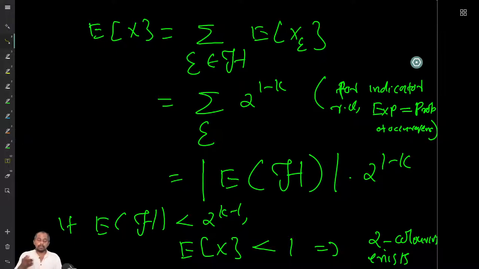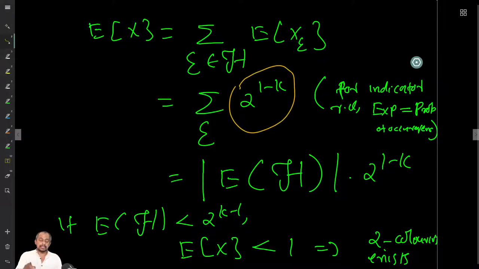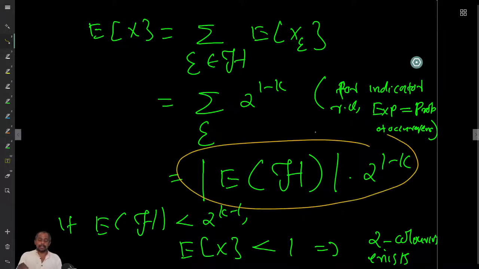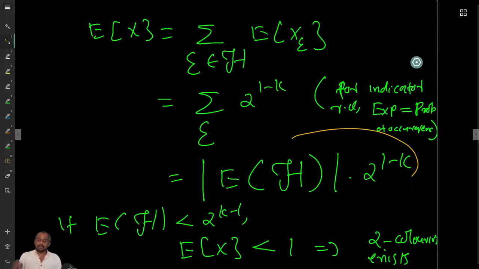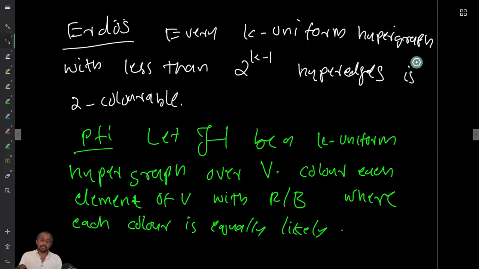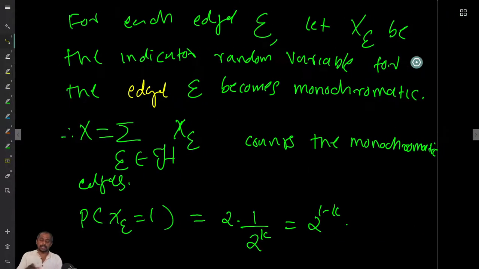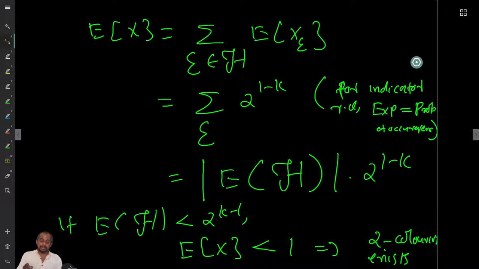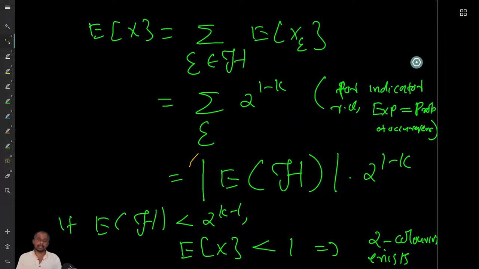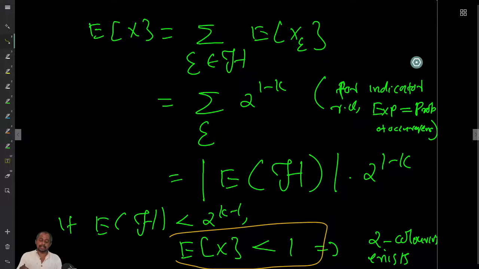Now, because every edge has precisely this expectation, we can just multiply by the number of edges, which is the number of edges times 2 raised to 1 minus k. But the condition in our theorem says that the graph has strictly less than 2 raised to k minus 1 hyperedges. So the cardinality of the edge set is strictly less than 2 raised to k minus 1. So the product of something strictly less than 2 raised to k minus 1 with 2 raised to 1 minus k is less than 1. So the expectation of X is strictly less than 1.